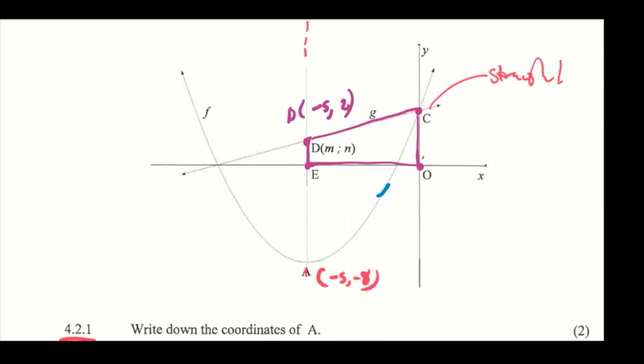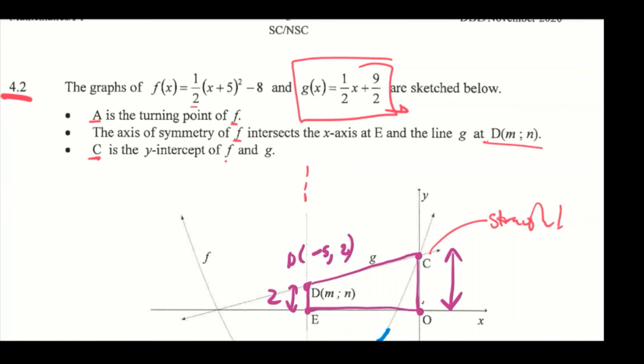So what this means is from this E to D, the height from E to D is actually 2. So from here to here is 2 units, and then here this point, it's going to be the y-intercept. So what's the y-intercept of the straight line or the parabola?